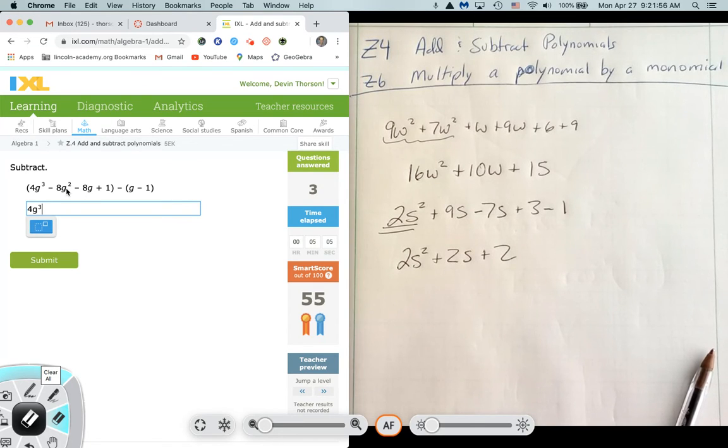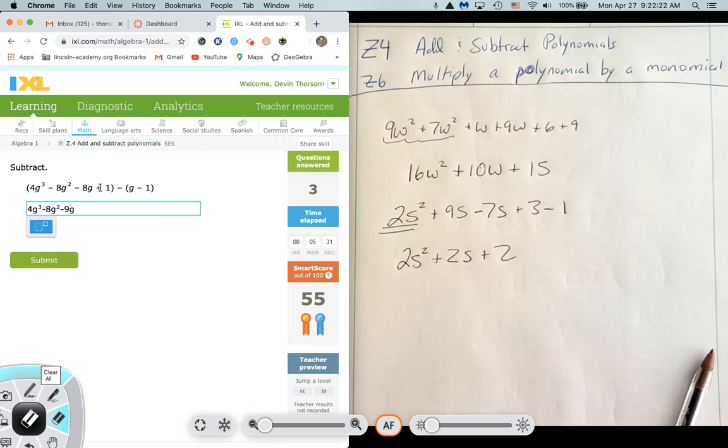Now I only have this 8g squared term, so I minus 8g squared. And then I have a minus 8g and a minus another g. So be careful. I have a minus 8g minus one more g. I have a minus 9g. And lastly, I have a 1 minus a minus 1.